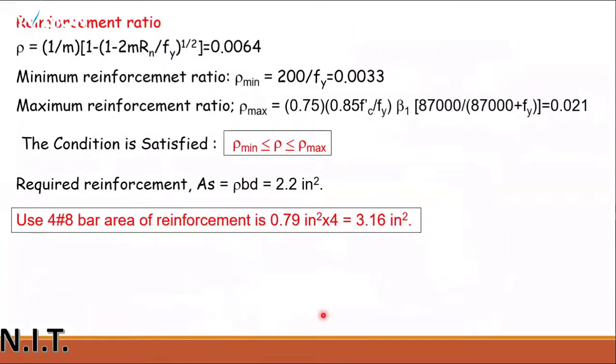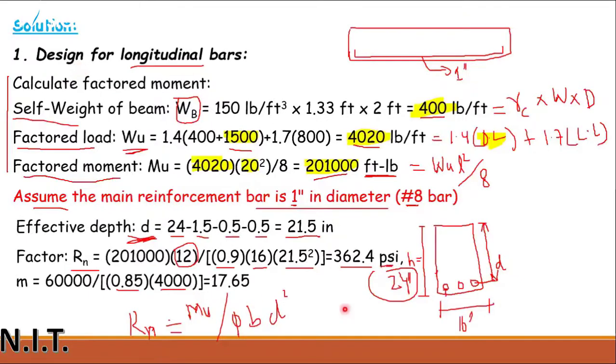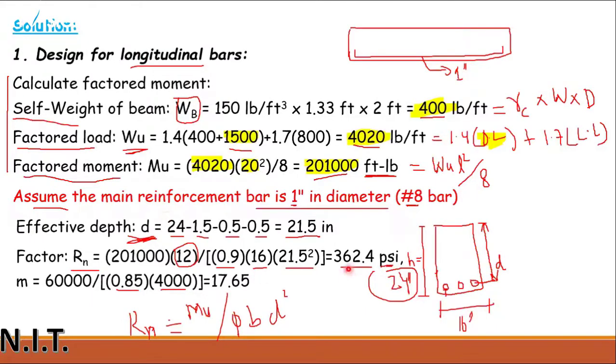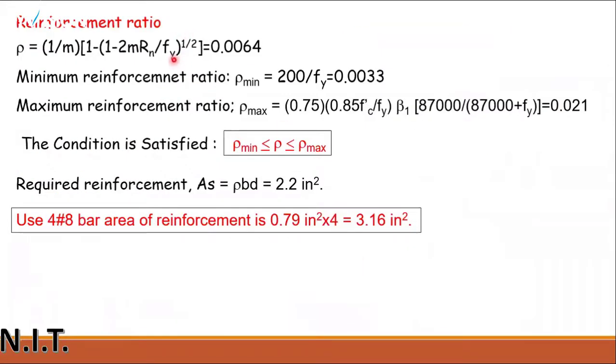Let's calculate the reinforcement ratio. As I have told you, we will use this formula to calculate the reinforcement ratio: 1 divided by m, times 1 minus square root of 1 minus 2 m Rn over Fy. M value is 17.65, as you can see. Rn value is 362.4 and Fy value is 60,000. Put the values, you will get the answer. That answer is 0.0064.